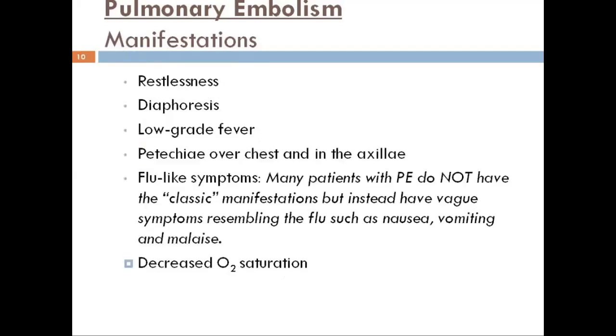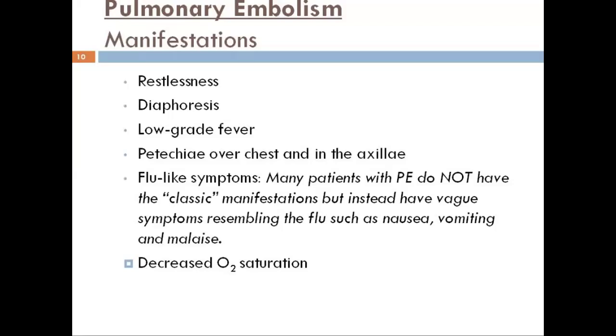In general, the person will be so restless. So there's restlessness, and then there's diaphoresis. Diaphoresis, the person will be sweating. And there'll be low grade fever. You also see petechiae on the chest and the axilla. Petechiae refers to pinpoint hemorrhages that you see on the skin. The axilla is the armpit area.